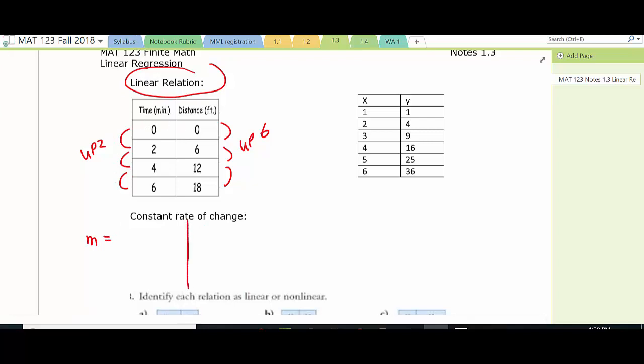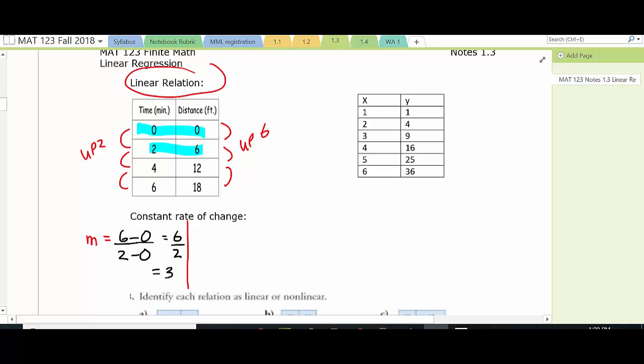So let's take just these 2 points right here. Just keep it simple and find the slope between those 2 points. If you were finding the slope between these 2 points, you would do 6 minus 0 over 2 minus 0. That would give 6 over 2, so that's equal to 3. Okay, so your rate of change is 3.